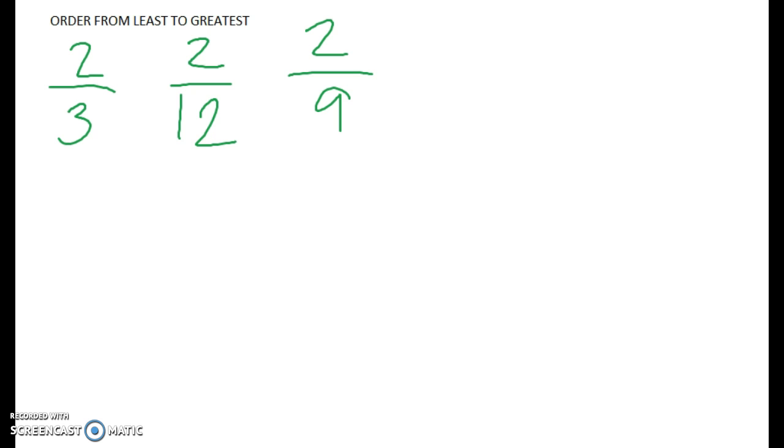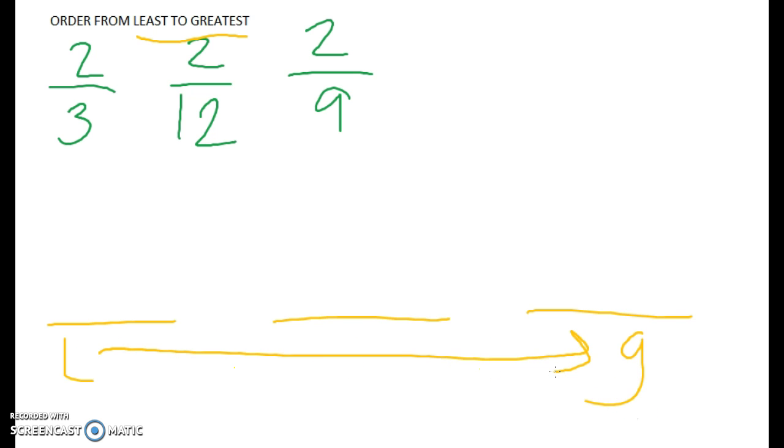Moving to example 3, this time we're going to order from least to greatest. There are 1, 2, 3 fractions, so I'll make 1, 2, 3 blanks and label them L to G. Step 1, look to see if they have the same denominators. So over here I have 3, 12, and 9. Since they do not have the same denominators, we're going to go to step 2.